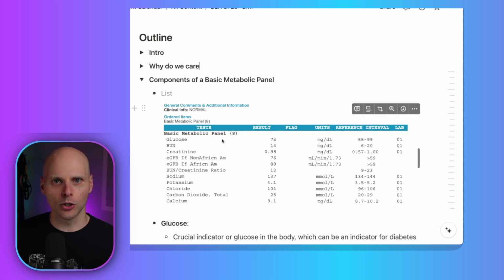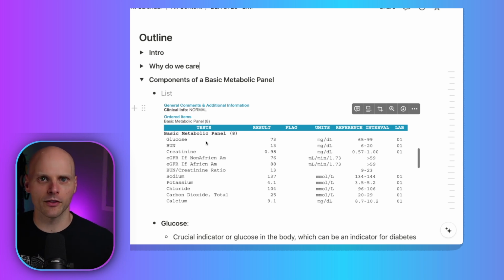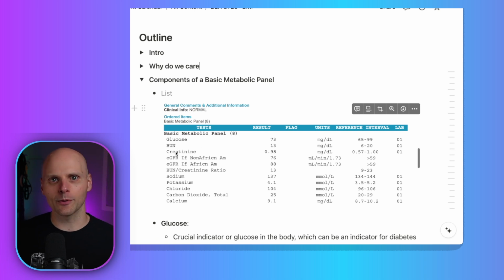Here we can see there's glucose, so looking at your blood sugar. Then there's a couple things called the BUN and creatinine. We'll talk more about those. Those are technically kidney markers. Then we have a couple computations here. We have eGFR and eGFR, for those who are non-African American and African American. Sometimes those are divided up in different calculations based on race. And then we have this BUN creatinine ratio, which is once again looking at kidney markers. And then we also have electrolytes like sodium, potassium, chloride, carbon dioxide, and then calcium as well.